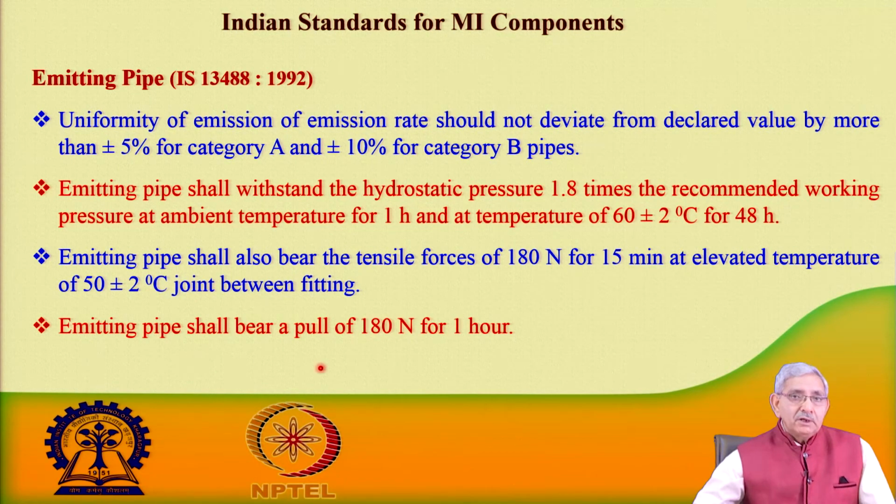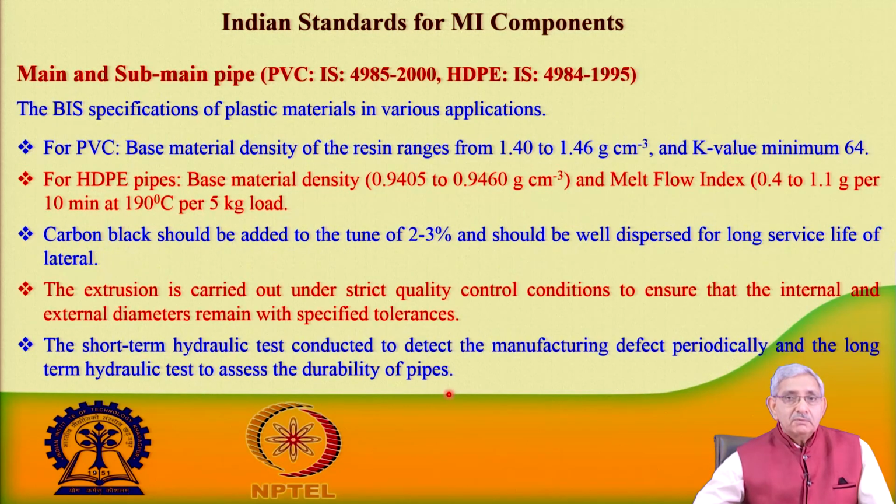Then the emitting pipe shall bear the pull of 180 Newton for 1 hour. This is another condition. Then main and sub main pipeline, this is the IS code, IS has specified for the PVC, and this is for HDPE, and BIS specification for the plastic materials.